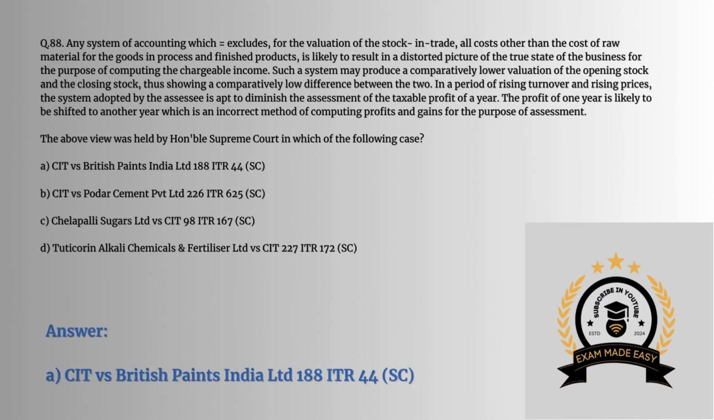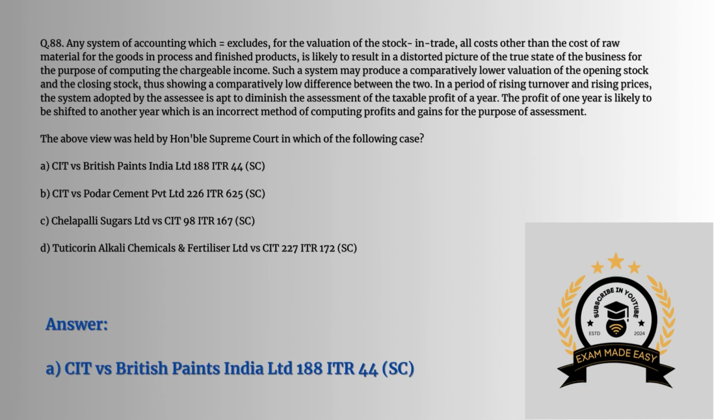Question number 88. Any system of accounting which excludes for the valuation of stock in trade all costs other than the cost of raw materials for the goods in process and finished products is likely to result in distorted picture of the true state of the business for the purpose of computing the chargeable income. Such a system may produce a comparatively lower valuation of the opening stock and the closing stock, thus showing a comparatively low difference between the two. In a period of rising turnover and rising prices, the system adopted by the assessee is apt to diminish the assessment of taxable profit of the year.